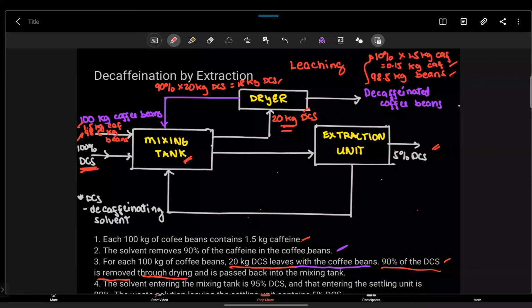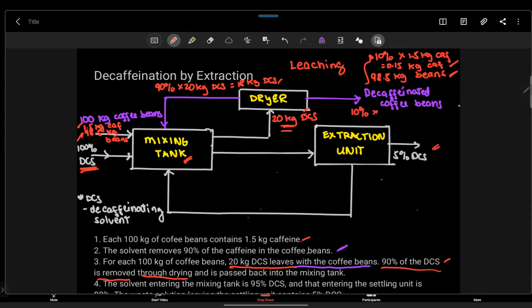Eh di, alam natin kung ilan yung lumalabas na DCS dito sa stream na to, right? So ilan kaya yun? Kung 90% yung babalik sa mixing tank, therefore, 10% naman yung mapupunta dito sa decaffeinated coffee beans. So that answers our question. So in mathematical form, aside from the caffeine and the coffee beans, meron daw 10% na solvent ang mapupunta sa stream na to.